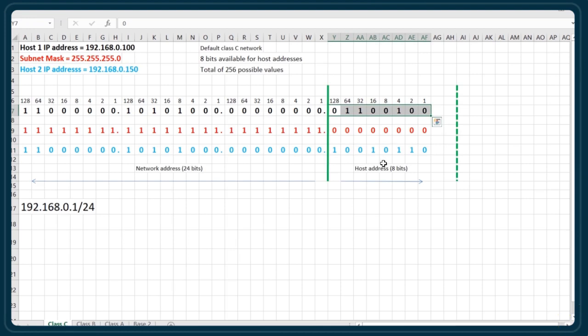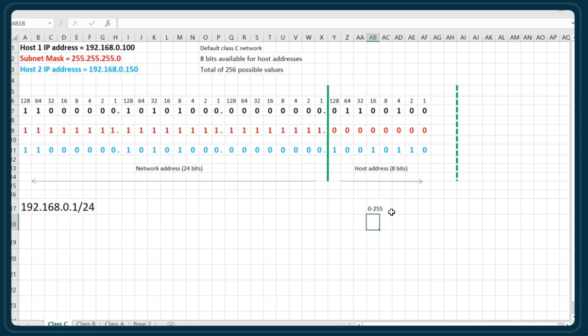So right now, in its default state, I have 8 bits. We know that 2 to the 8 is 256. So there are 256 possible combinations. So recall that 0 counts. Therefore, we can only go as high as 255. So that's the range of numbers that I can use to assign my hosts.